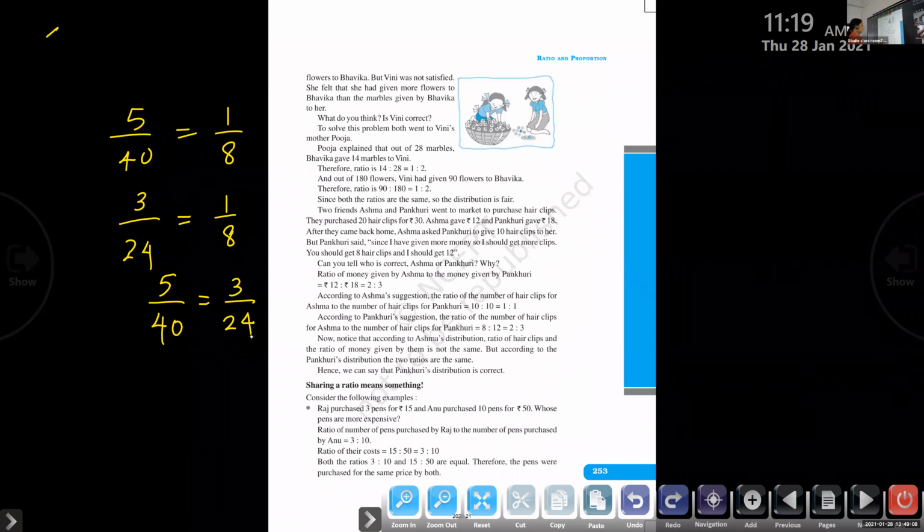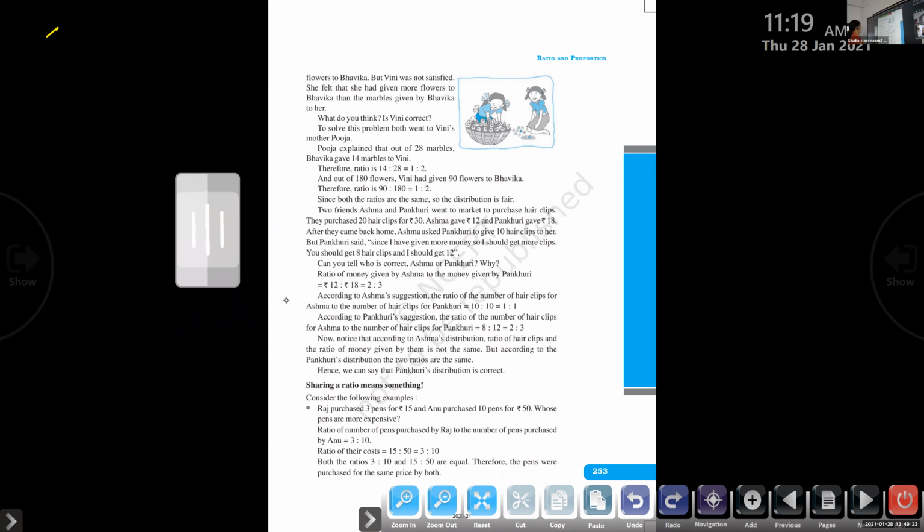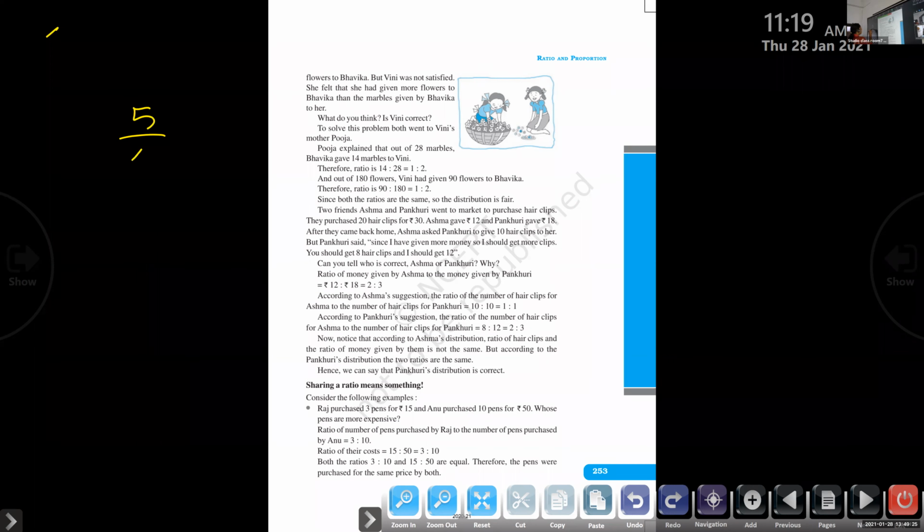So if these ratios are the same, it is known as being in proportion. Clear, children? One more example. See, 5 by 40 equals 1 by 8. Will you multiply like this? You know how to do cross multiplication, right?